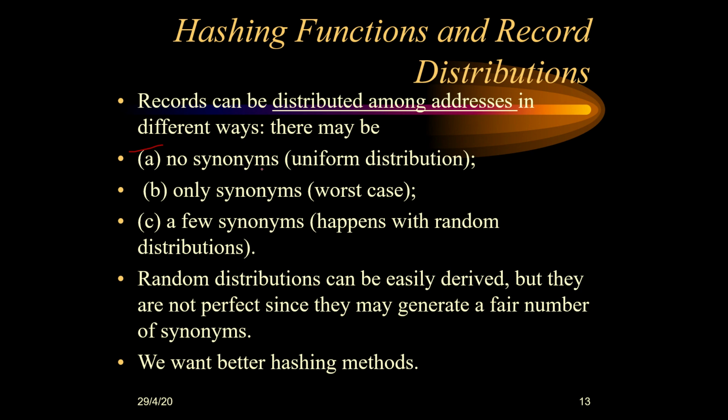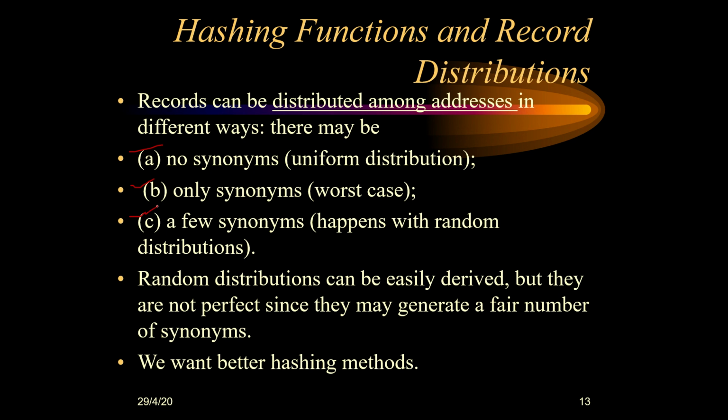So that is known as no synonyms, the uniform distribution. Now the second case is only synonyms, which means most of the distribution ends up with synonyms, in the case that collisions happen. That is the worst case. And the third one is few synonyms. In the case of few synonyms, selected ones are successfully inserted and selected ones have synonyms or collisions. Okay, so these are the three cases.